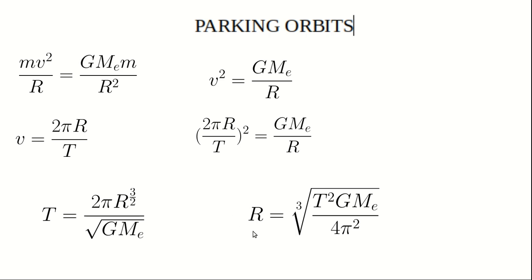Once you launch your satellite to this particular r, when you have substituted all your values in, you will get a parking orbit. That is, the satellite will continue to remain in one position as it goes around the Earth.